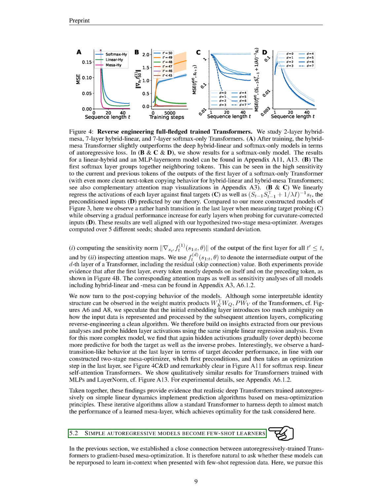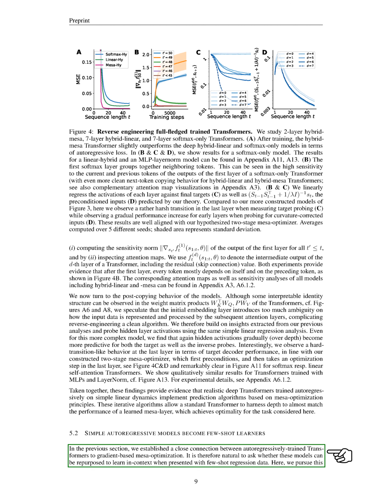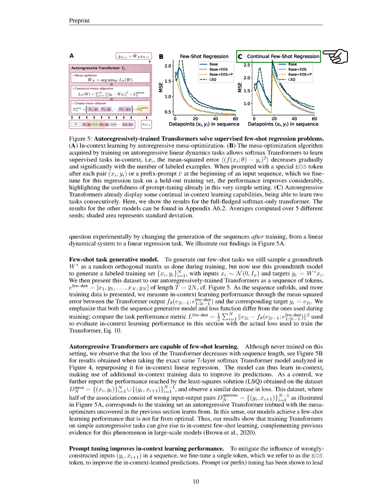Section 5.2: Simple autoregressive models become few-shot learners. In the previous section, we discovered a strong link between transformers trained using autoregressive methods and gradient-based mesa-optimization. This naturally leads us to question whether these models can be adapted to learn in context when given a small amount of regression data. We explored this question by altering the sequence generation after training from a linear dynamical system to a linear regression task.